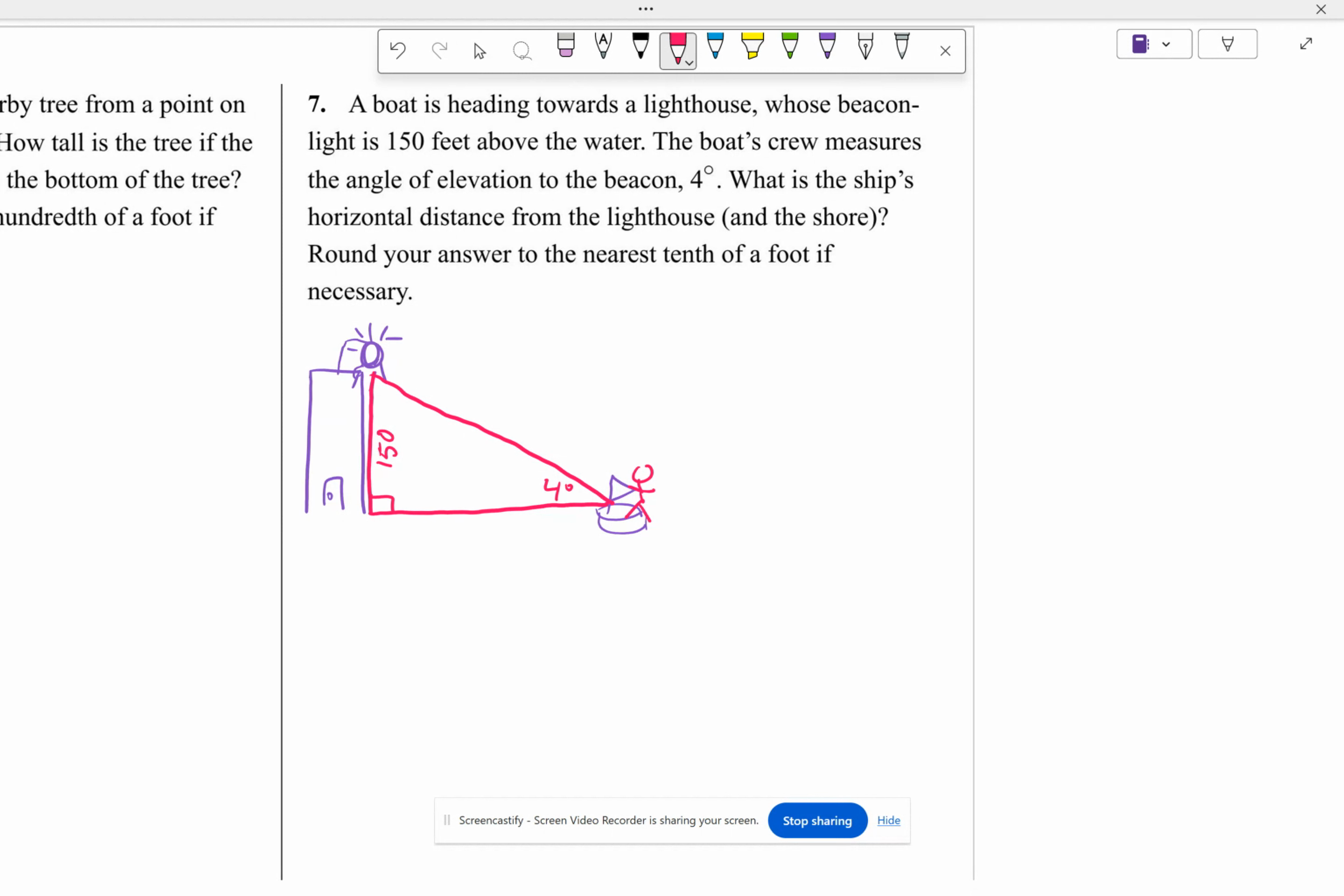The question says, what is the ship's horizontal distance to the base of the lighthouse or the shore? So horizontal distance, right? Horizontal line. This is what I'm looking for. I'm going to call it X. You can call it something else if you want. Us math teachers, we get stuck in our ways. You probably thought trigonometry was hard before you started doing it, but now you can do it. The hard part might be drawing the picture.